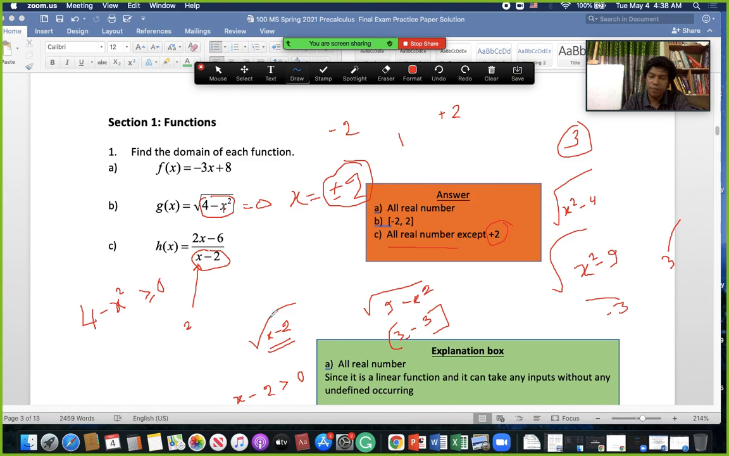Okay, last point, let me just say it once again. For this one, the domain is all real numbers except plus 2. That means positive, negative, any number, just only 2 is not possible for this question. But if you see some root of x minus 2 like this, then the answer becomes different. Then the answer is x is greater than plus 2. So you have to be careful about all these things. Okay, that's it.